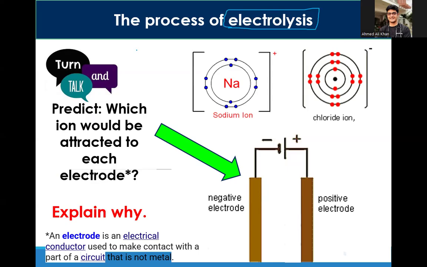What are the components of an electrochemical cell? It has electrodes, and those electrodes are connected to electricity, or in other words, connected to a battery, right? So the electrochemical cell has electrodes and is connected to a battery.